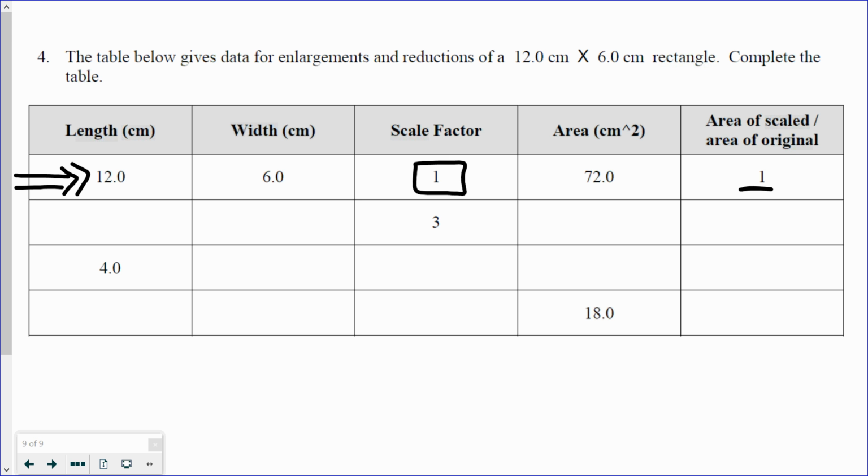So the second one here, the only information that we have is that we've applied a scale factor of 3. Remember that if it doesn't tell us, this is our linear scale factor. So we're going to apply a scale factor of 3 to each linear measurement. A scale factor of 3 to 6 is equal to 18. A scale factor of 3 to 12 is equal to 36.